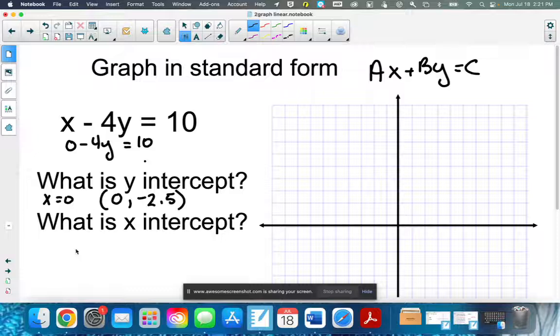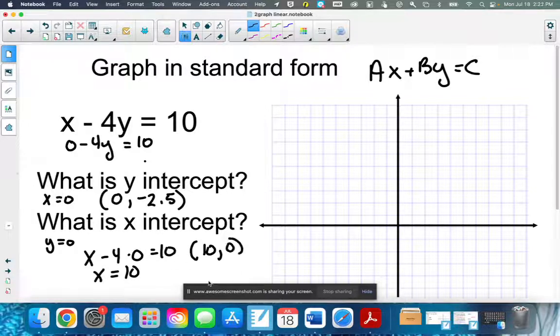Okay, do the same thing. What is your x-intercept? Well, it's when y is 0. So x minus 4 times 0 equals 10. In this case, I don't even have to divide because the 0 cancels. It's just x equals 10. So it's the point (10, 0). So let's graph our points. So (0, -2.5) is here, and (10, 0) is here.